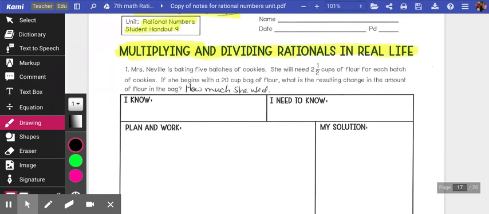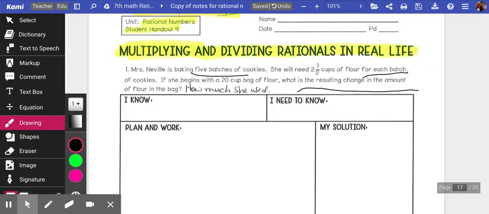So Mrs. Neville is baking 5 batches of cookies. She will need 2.5 cups of flour for each batch of cookies. If she begins with a 20-cup bag of flour, what is the resulting change in the amount of flour? So basically, it's asking how much did she use?